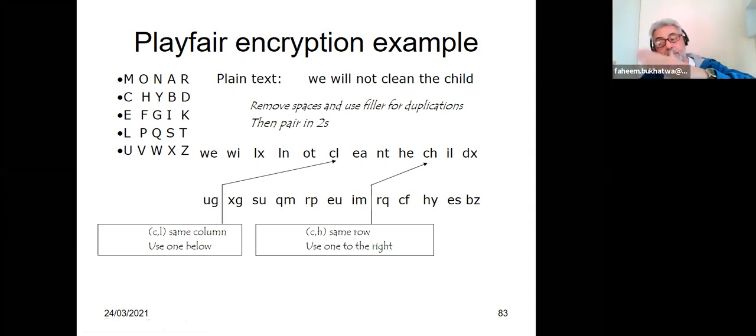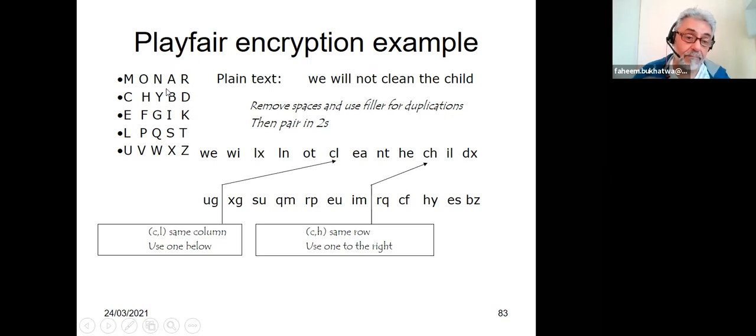So to encrypt, you go to the right. To decipher, you go to the left. If they're on the same column, to encrypt, you go downward, the one below it. To decipher, you go to the one above it. And if they are not on the same row or column, then they're substituted by the other corner on the same row, always on the same row. Okay, so this is known as the Playfair cipher.